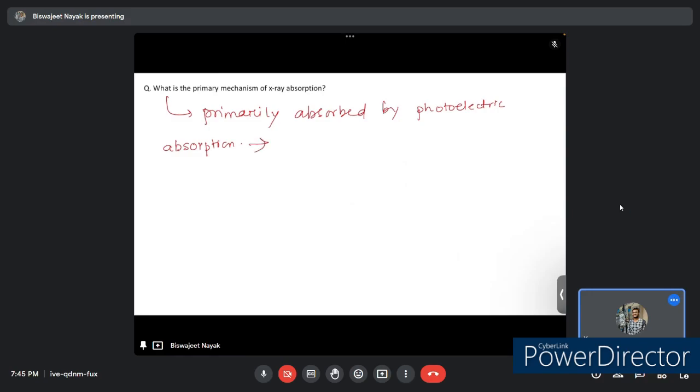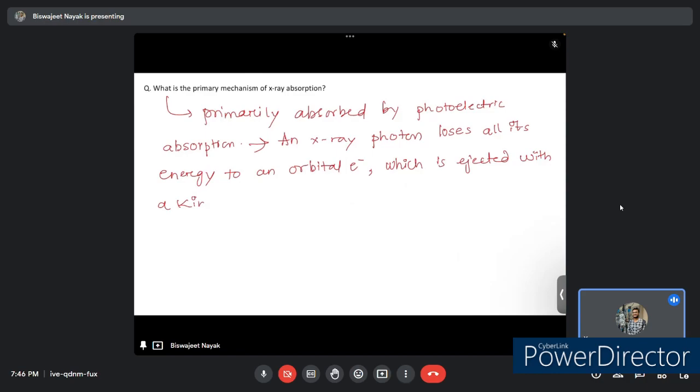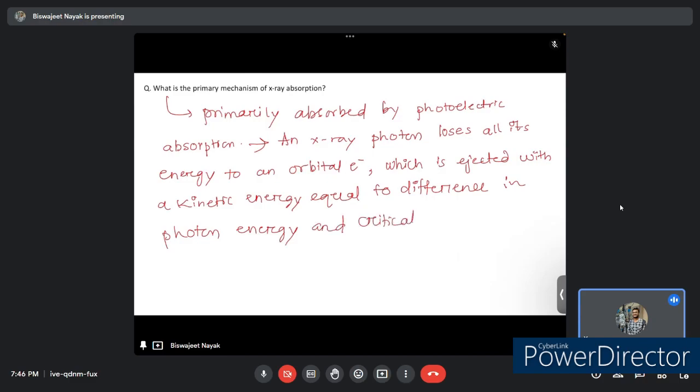Here what happens is the X-ray photon loses all its energy to one orbital electron, which is ejected with a kinetic energy equal to the difference between the photon energy and the critical ionization energy required to eject that electron.